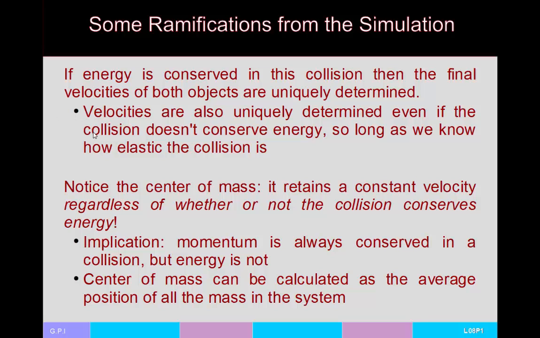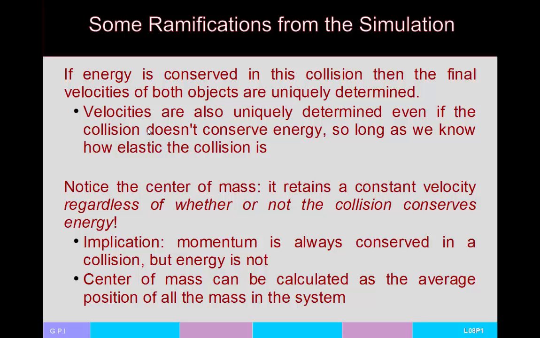If the energy is not conserved, then as long as we have some measure of how elastic the collision is, we can still get two equations and two unknowns. Our two unknowns, again, are the final velocities. Our two equations are going to be momentum conservation and some equation that describes how much energy is lost.